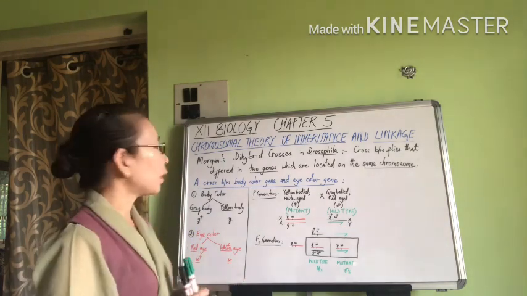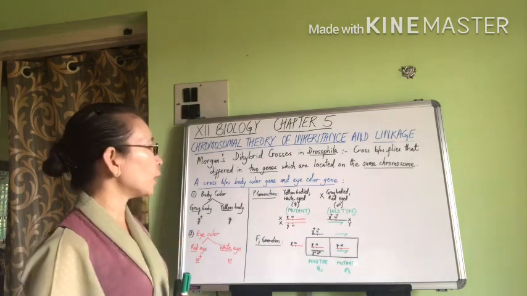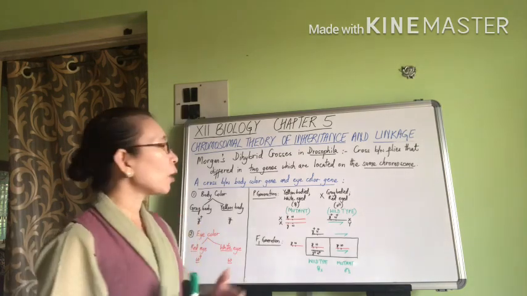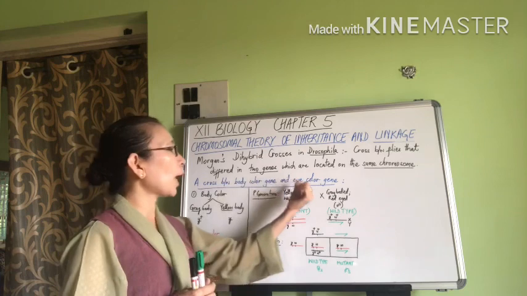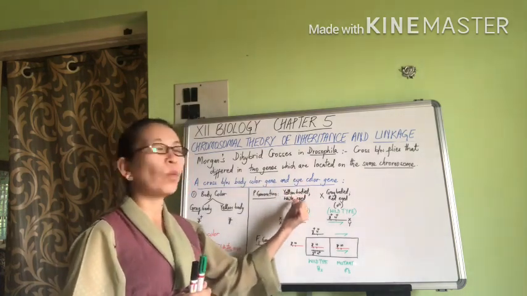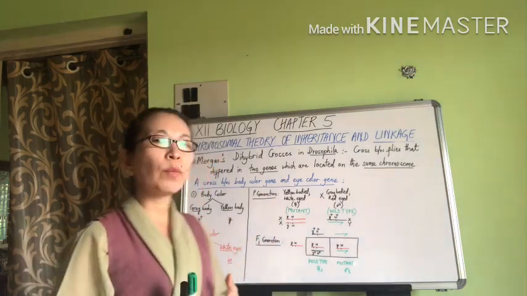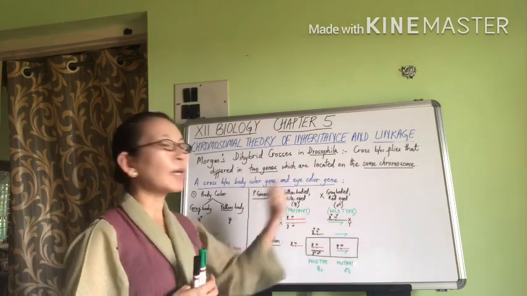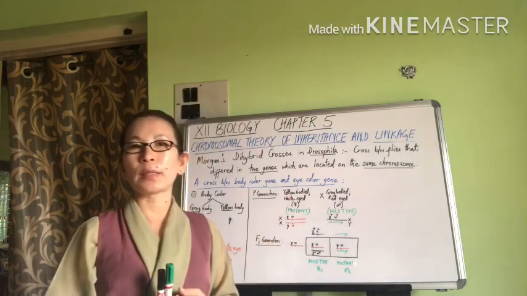So for his body color and eye color dihybrid cross, what Morgan chose was female parents having both the mutant phenotype for body color and eye color. So the female parents were yellow bodied and white eyed, whereas he chose the male parents having both the wild type phenotype for body color and eye color. So his male parents were gray bodied and red eyed.